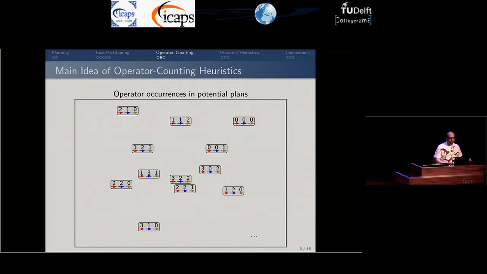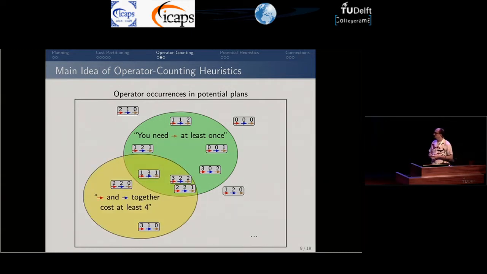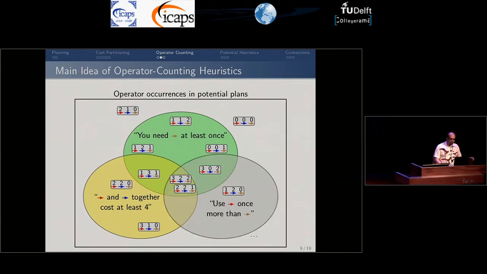Now if we have some properties of plans, for example that we need to use the brown operator at least once, as we would get from a landmark, or that the blue and red operator together cost 4, which we might get from a projection, or that the red operator has to be used exactly once more than the brown operator, which we might get from flow balance constraints, then we can restrict the set of possible plans. So every plan has to satisfy all of these conditions. That means that every plan has to lie in this intersection of all of these constraints.